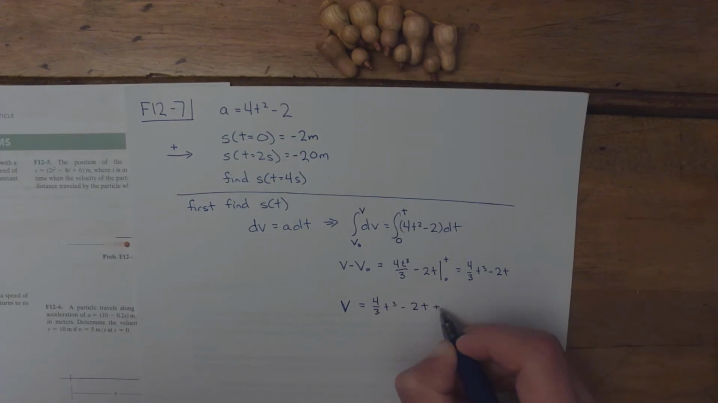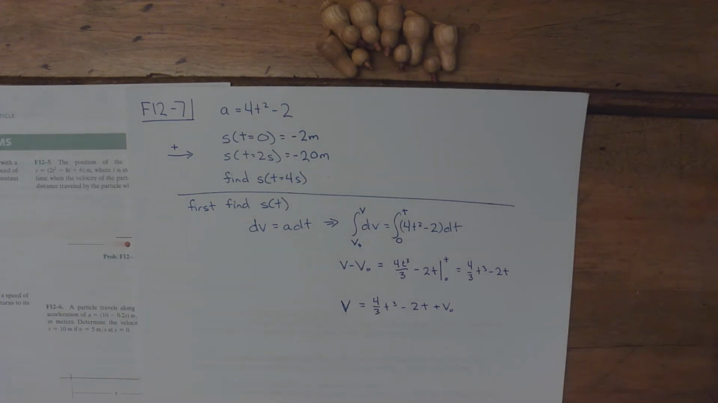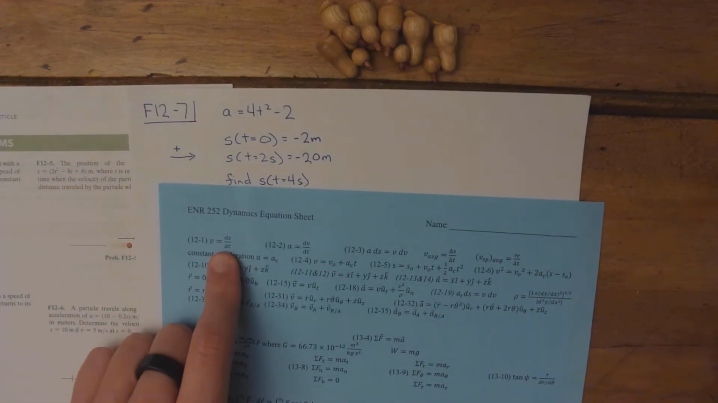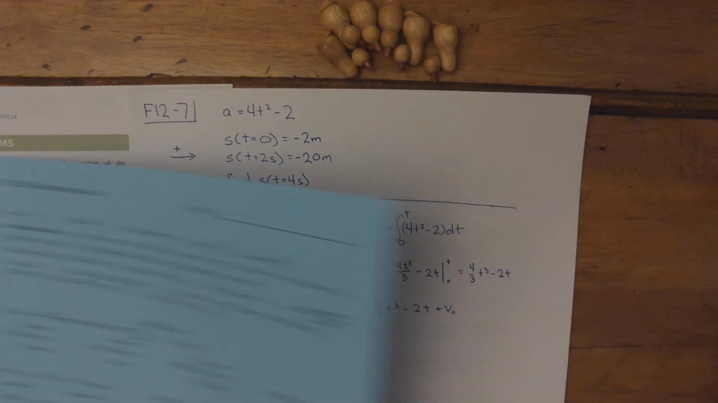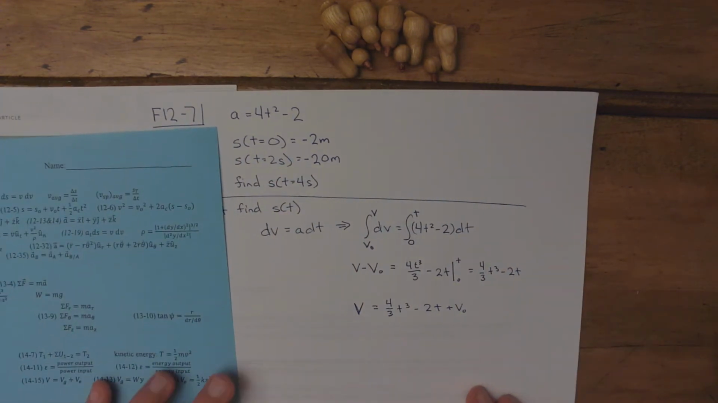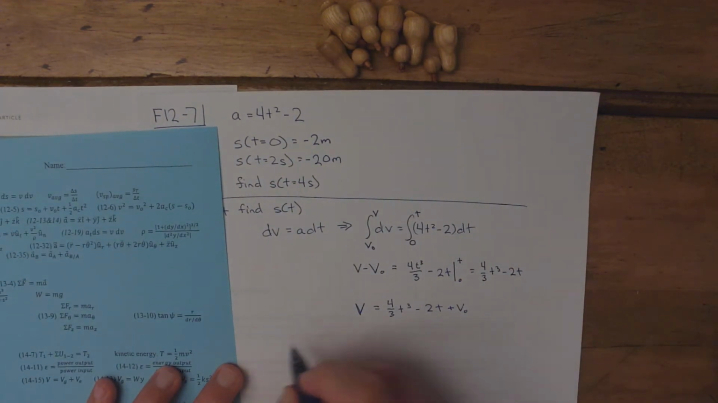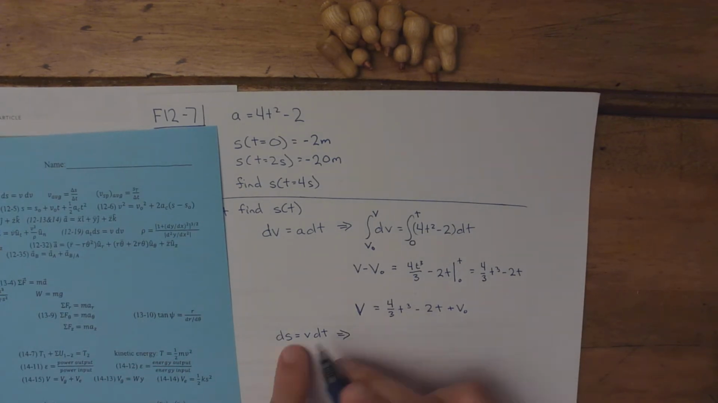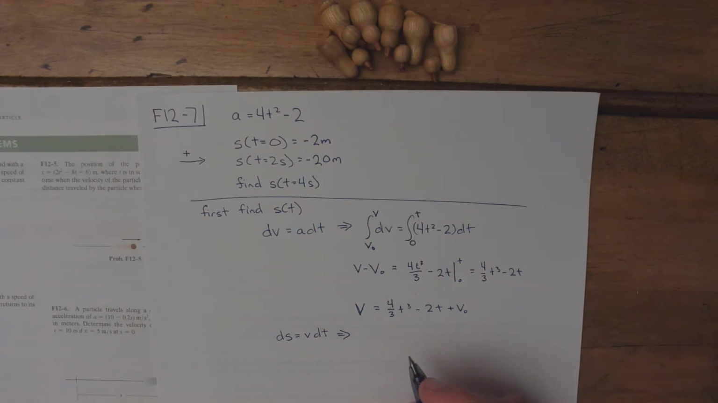So that would be plus v naught. So now we have an equation for the velocity. And then, going back to my equation sheet, we have v is equal to ds over dt. I can bring the dt over to the other side. Let's write it this way though. ds is equal to v dt. And then I can take the velocity equation that I have here, plug it in here, and then integrate.